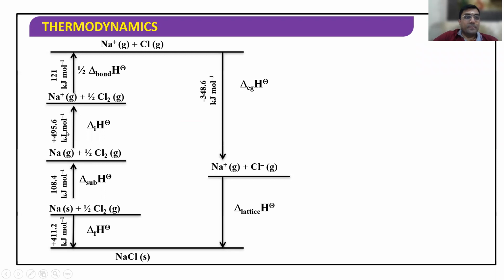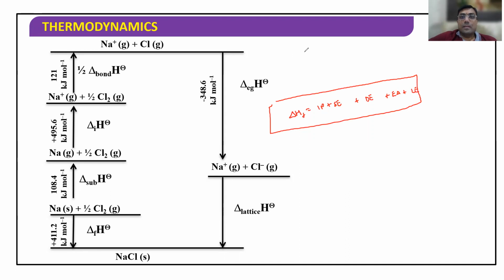This is the lattice enthalpy, Born-Haber cycle. What is the Born-Haber cycle? Heat of formation in one step is equal to IP plus sublimation energy plus dissociation energy plus electron affinity plus lattice energy. Is it all right?